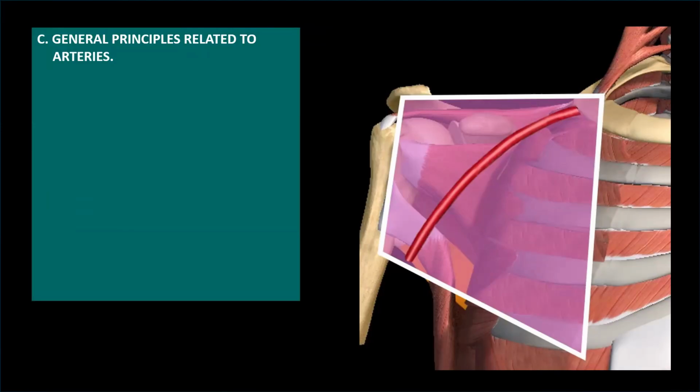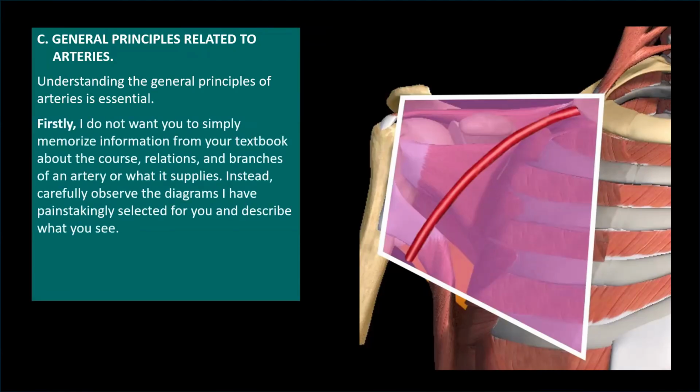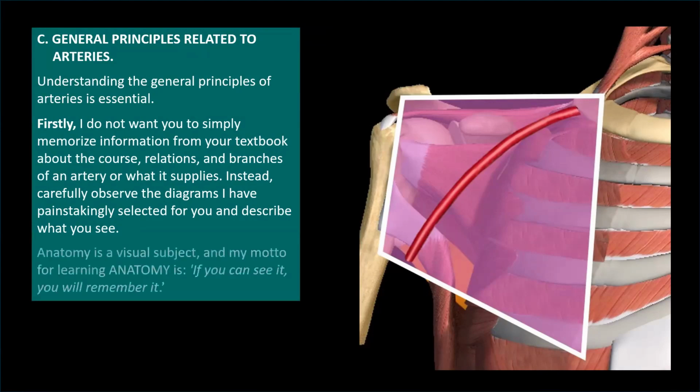C, general principles related to the arteries. Understanding the general principles of arteries is essential. Firstly, I do not want you to simply memorize information from your textbook about the course, relations, and branches of an artery or what it supplies. Instead, carefully observe the diagrams I have painstakingly selected for you and describe what you see. Anatomy is a visual subject, and my motto for learning anatomy is, if you can see it, you will remember it.